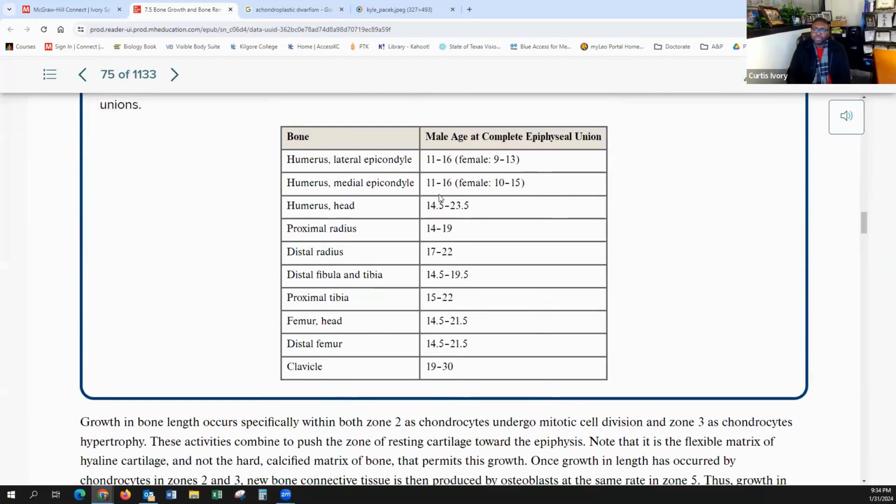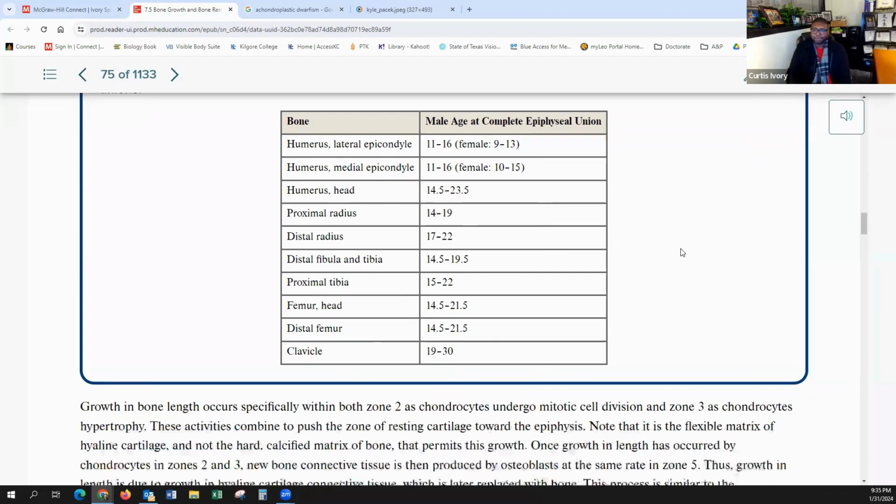And so this chart gives an age range of when these bones should be fusing. Like the humerus should be between 11 and 16, and females would be 9 and 13. And then the distal radius would be between the ages of 17 and 22. So if you were trying to identify bones that you had found from someone who had been deceased, or remains, this is how we are able to determine what their age is, by looking at the epiphyseal plates and lines.